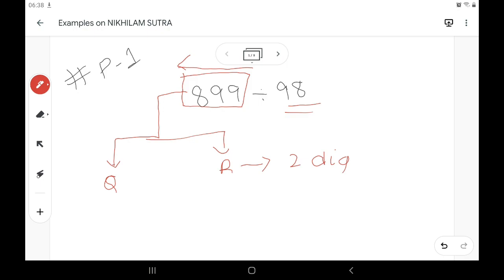And the remainder part is the first one to be calculated. So let's start dividing. 1, 2. So 99 will be included in our remainder part. Now the remaining digits will be included in the quotient part. In this case, there's only one digit, that's 8.